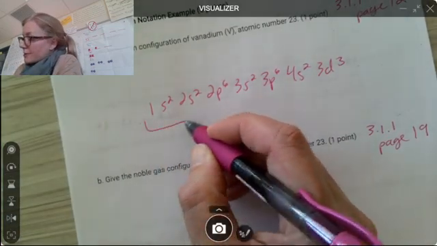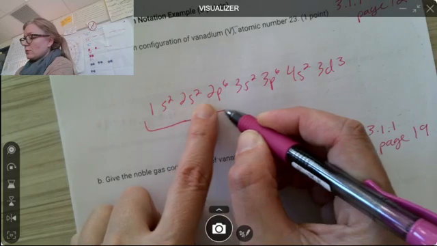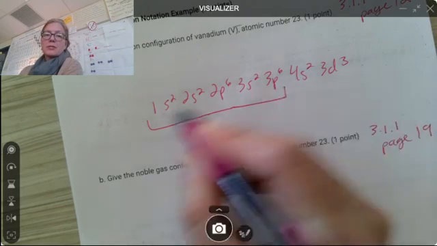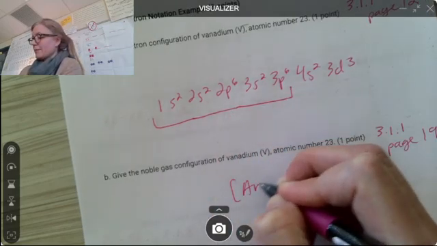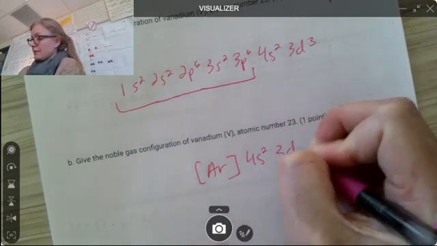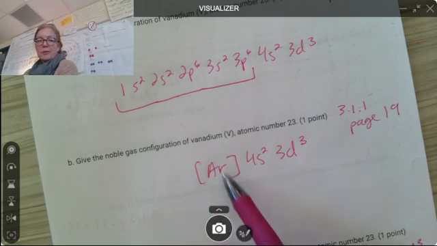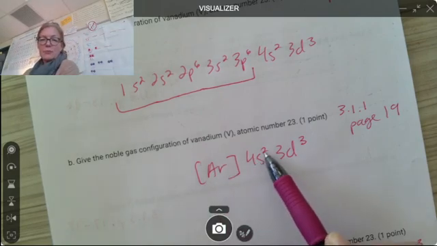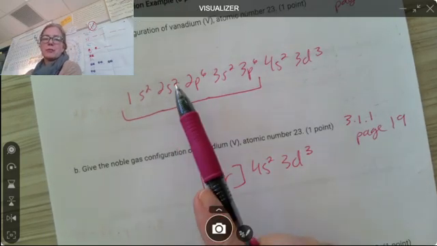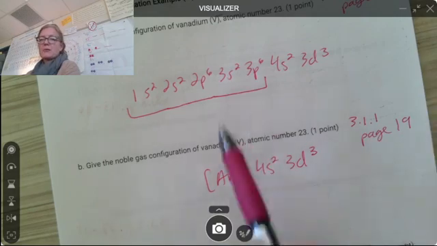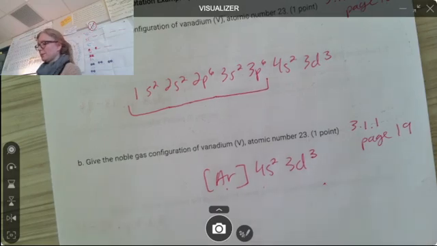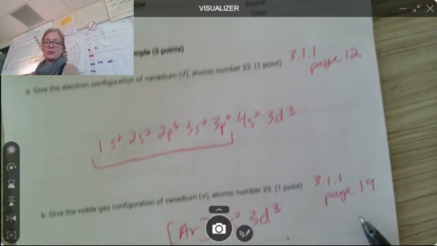So I'm going to underline the first 18 electrons. This is 2, 2, 6. All right, that's the first 18 electrons. So instead of writing all of that, I'm just going to write Ar in brackets, okay? And then I'm going to add on the extras, 4s2, 3d3. So argon replaces the first 18 electrons, and then we added on 2 more and 3 more for a total of 23. Because people just get sick of writing 1s2, 2s2, 2p6 over and over again. So we replace all those inner core electrons with the noble gas and then just add on the extra. Again, that's detailed on 3.1.1, page 19.